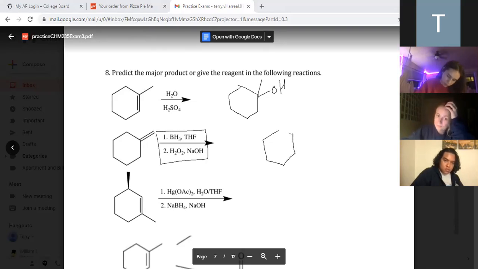What are we adding? OH. All right. Do we add it to this carbon, inside carbon, or outside? The more substituted or the less substituted? More. Less. Hydroboration is my anti-Markovnikov. The OH is going to go to the less substituted carbon. This is the only addition reaction with alcohols where it goes to the less substituted. Your key indicator is boron. Boron is a weird element.